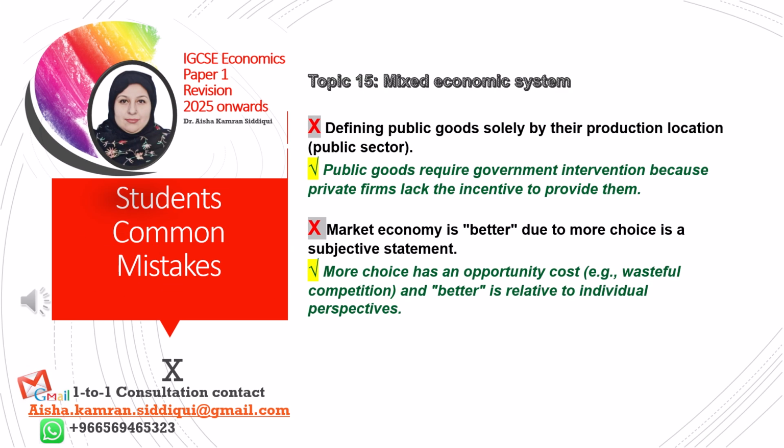Moving on to topic number 15, mixed economic system. Here, defining public goods solely by their production location, that is, public sector, is incorrect. Public goods require government intervention because private firms lack the incentive to provide them. Then, saying a market economy is better due to more choices is a subjective statement because more choices has an opportunity cost, for example, wasteful competition, and better is relative to individual perspectives.